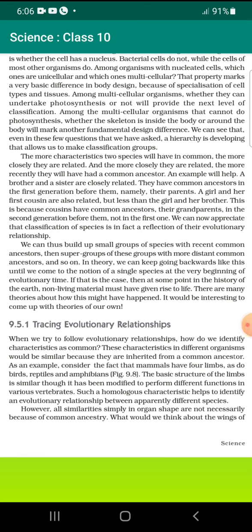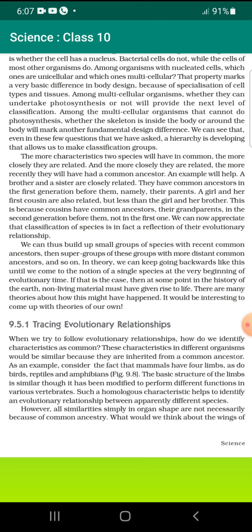Among organisms with nucleated cells, which ones are unicellular and which ones multicellular? This property makes a very basic difference in body design, but because of specialization of cell types and tissues among multicellular organisms, whether they can undertake photosynthesis or not will provide the next level of classification. Among the multicellular organisms that cannot do photosynthesis, whether the skeleton is inside the body or around the body will make another fundamental design difference.